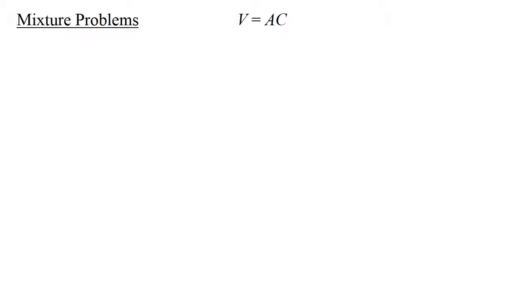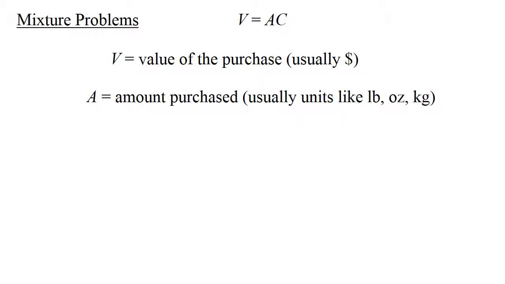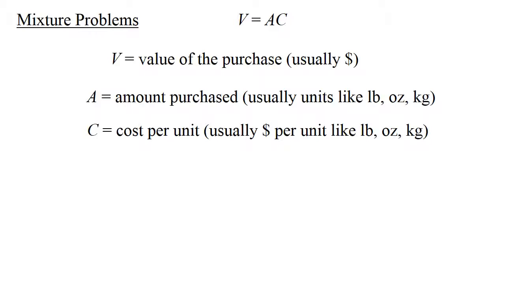And the setup we're going to use is V equals AC, where V is the value of our purchase. Usually we're going to be talking about dollars. And A is the amount of the purchase. So how many pounds did we purchase of this, or ounces or kilograms or something. And then C is how much did we pay per unit. So how much does it cost per pound, per ounce, or whatever.